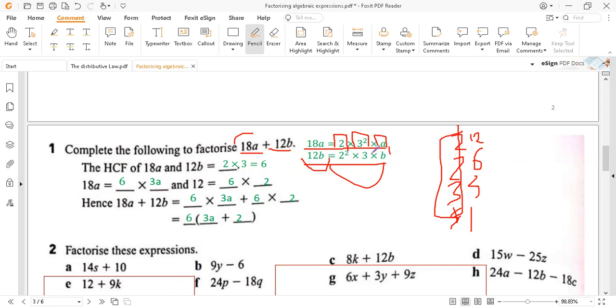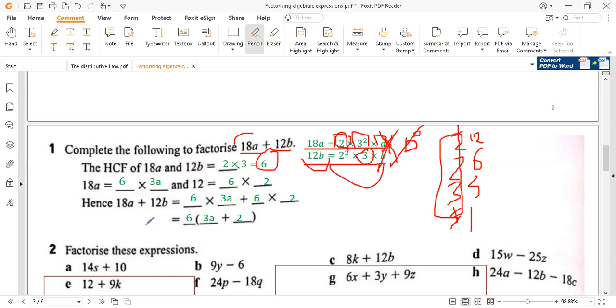The highest common factor is found by using the common factors with the lowest exponent. So with the 2, it is a 3, and a to the power 0, so we don't take any a, and b to the power 0, because here we have b, so we don't take b. So normally it is 6. So the highest common factor of 18a and 12b is 6.